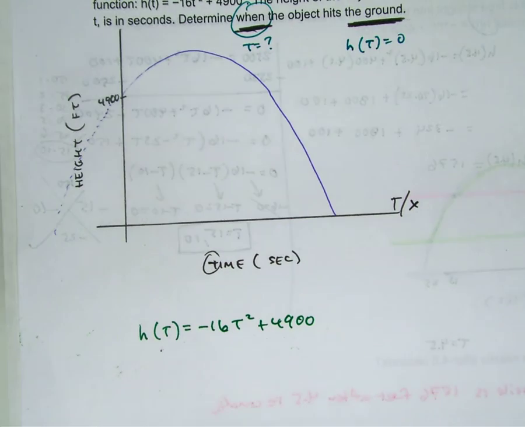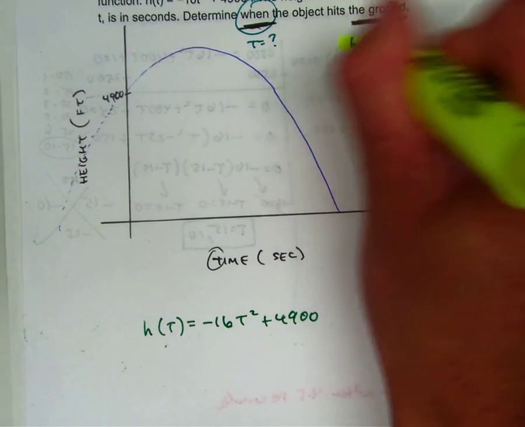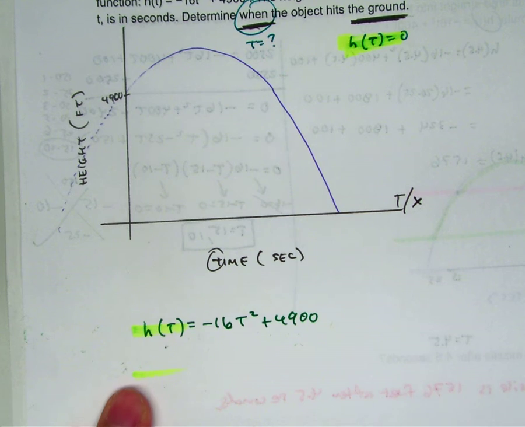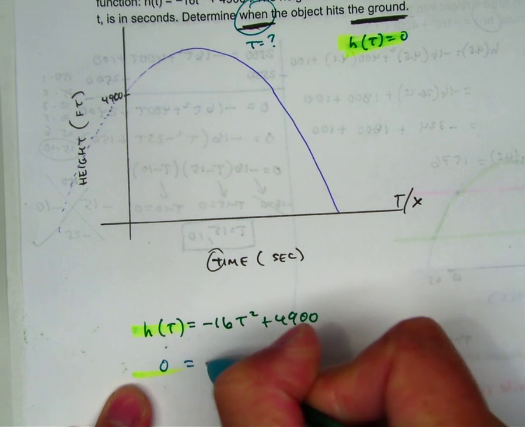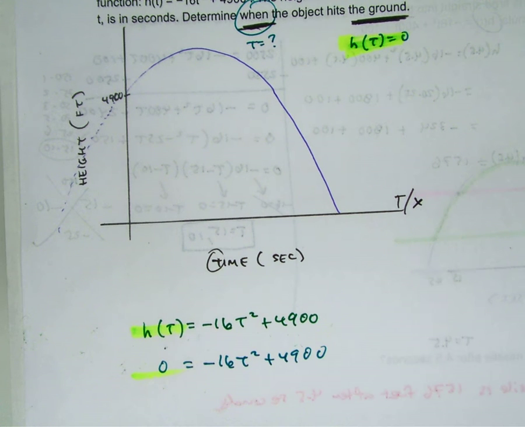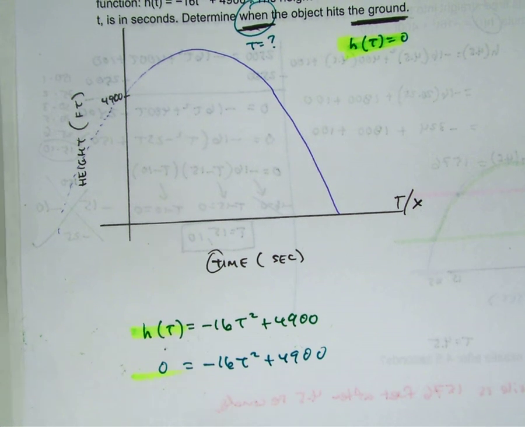Put your finger where we should put 0. There. 0 equals negative 16t squared plus 4,900. Well, I just need to solve for t.